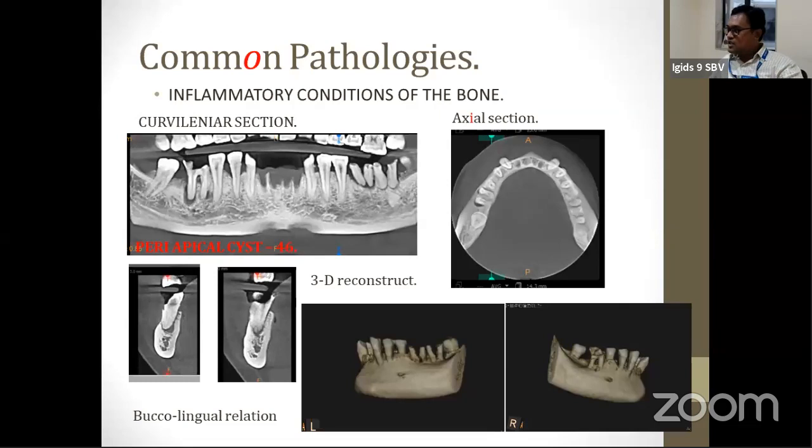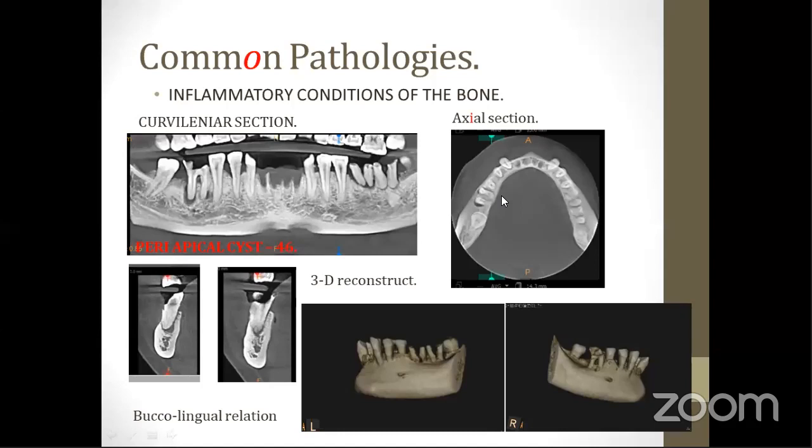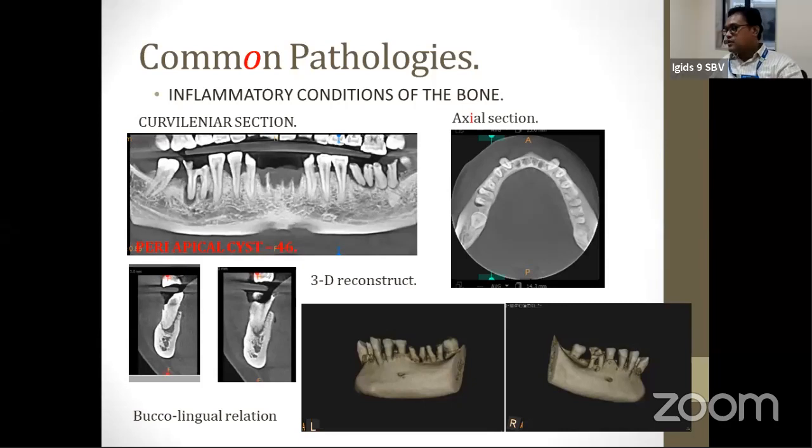But with CBCT, in computed tomography, when acquiring images we are acquiring the entire volume. That is the entire mandible. The data for the entire mandible is there, not just a slice like in OPG. In OPG, only one slice is available as an image. But here, the entire mandible is available for us for manipulation.